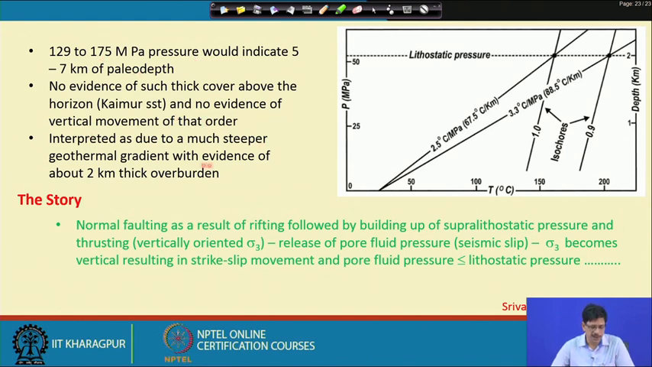So, finally, it was interpreted as due to a much steeper geothermal gradient with evidence of about 2 kilometer thick overburden. Now, the situation is that this would agree with the available picture of crustal evolution in that particular segment.